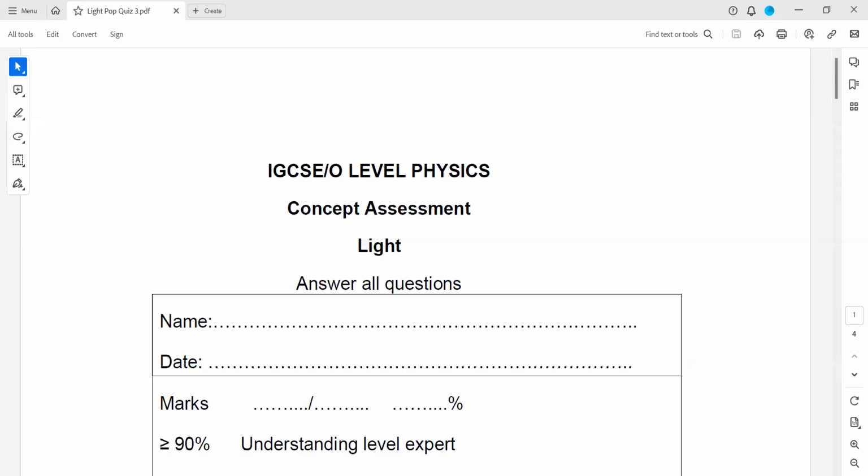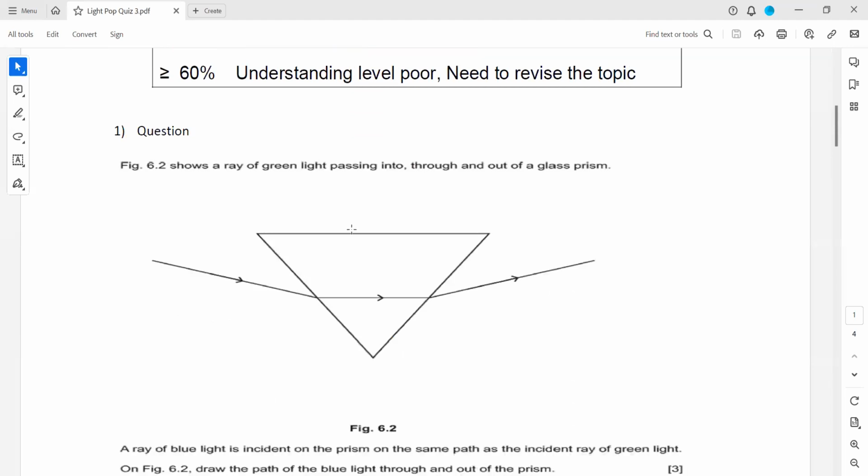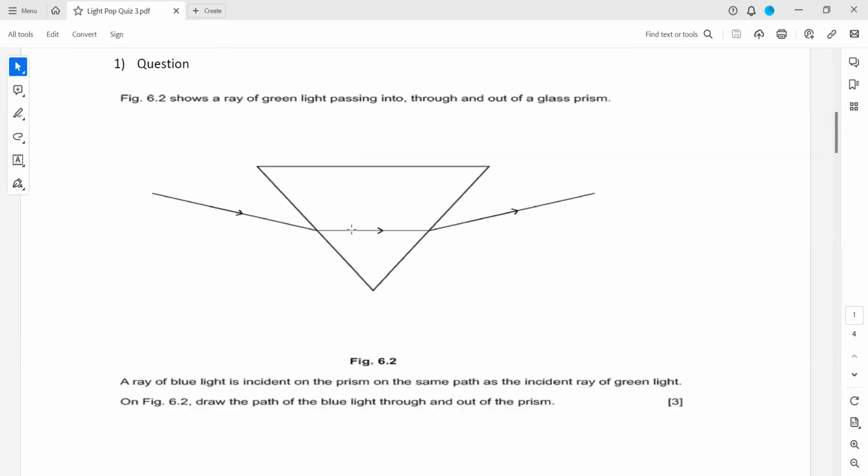So this was pop quiz 3, which was related to the light topic. Figure 6.2 shows a ray of green light, and you have to draw the path to show the blue light. So we have violet, indigo, blue, green, yellow, orange, and red. Violet has the highest frequency, so it bends the most, and red has the lowest frequency, so it bends the least. So if this represents the green light, we have a blue.